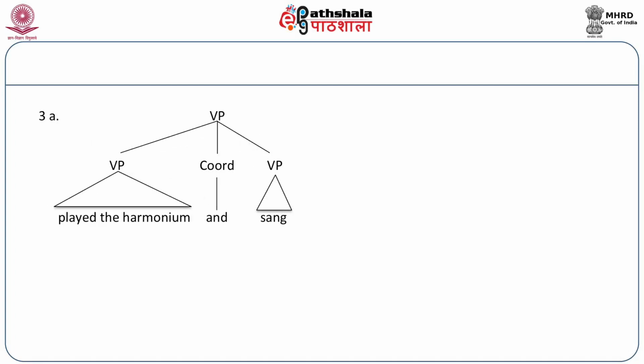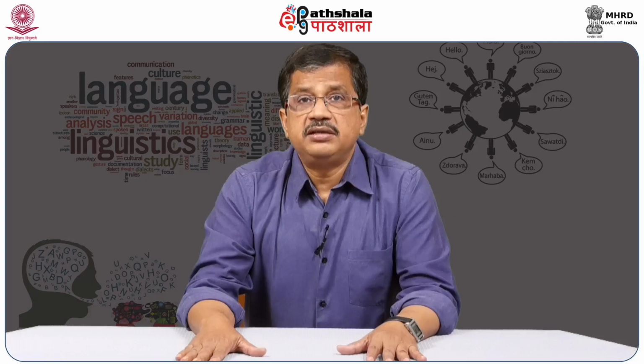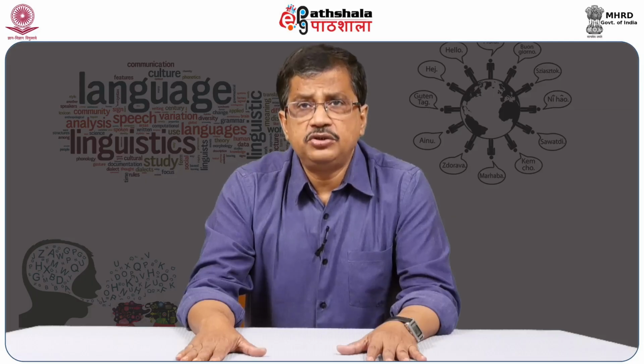Now we have a tree diagram for the first verb phrase where two verb phrases have been coordinated, played the harmonium and sang. And in 4a we have a tree diagram for the adjective phrase where two adjective phrases have been coordinated, very intelligent but very lazy. And in 5a, two noun phrases have been coordinated, a pen and a pencil. Sometimes words can be also coordinated.